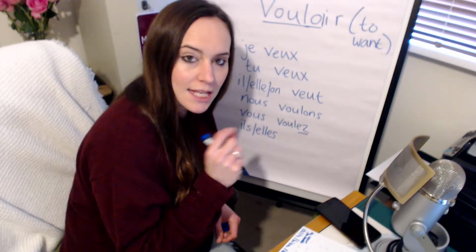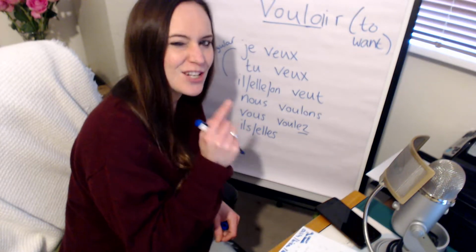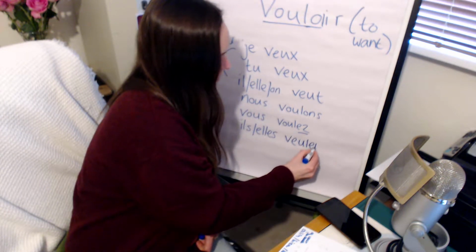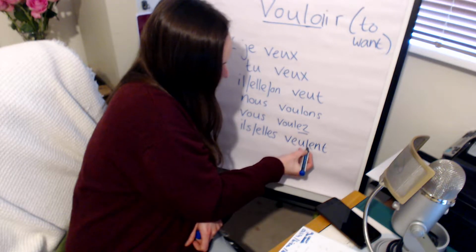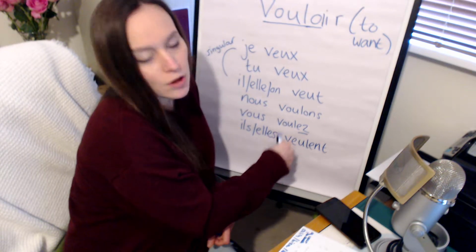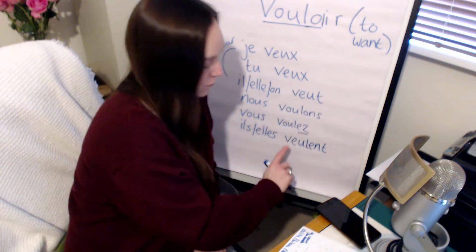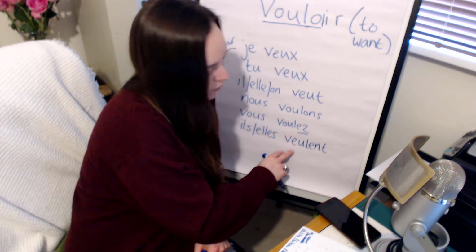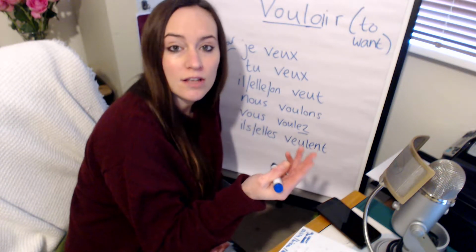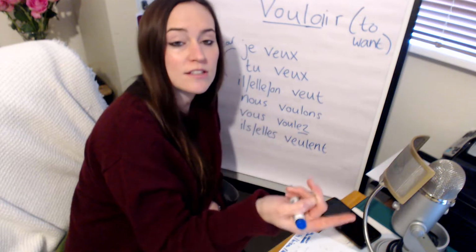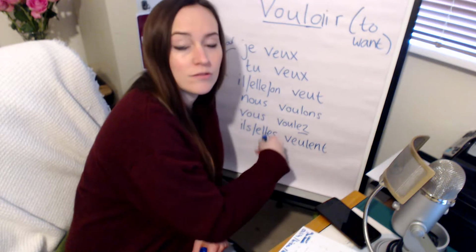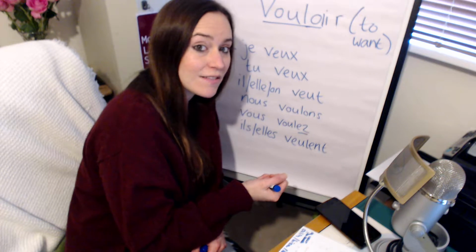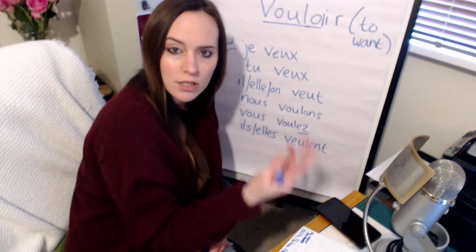Now we're going to look at the ils, elles form. Okay, so this changes back to the sound. Veulent. So that's a little L there. Ils veulent manger. Les garçons veulent manger. The boys want to eat. Les filles veulent boire quelque chose. The girls want to drink something. Elles veulent boire quelque chose. They want to drink something. Elles, les filles. Ils, les garçons, par exemple.